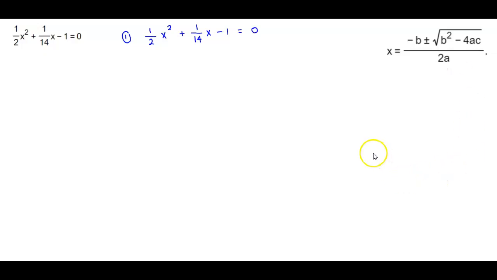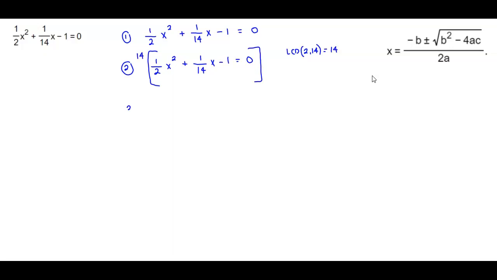Okay, now we want to make it a little bit easier on us so that we don't have to use fractions in the quadratic formula. So we're going to use what we've learned, which is to multiply the entire equation by the LCD. Well, what is the LCD? The LCD has to be the least common denominator between 2 and 14. So I'm just rewriting this equation, this step. Well, 2 is a factor of 14, so the LCD is going to be 14. So we're going to multiply each term by 14.